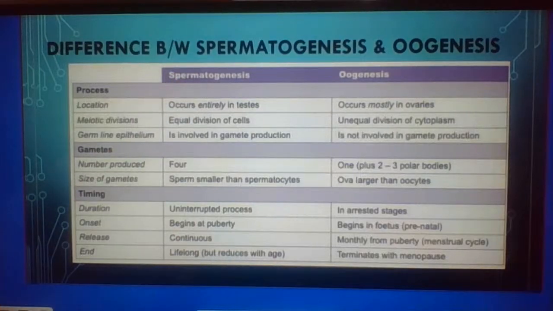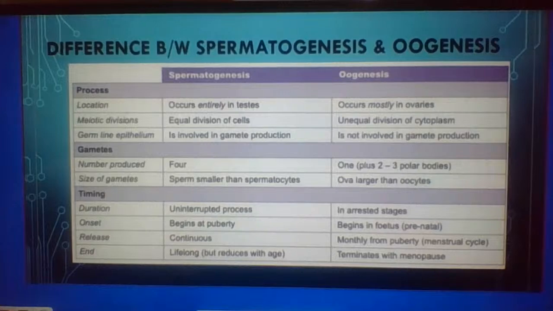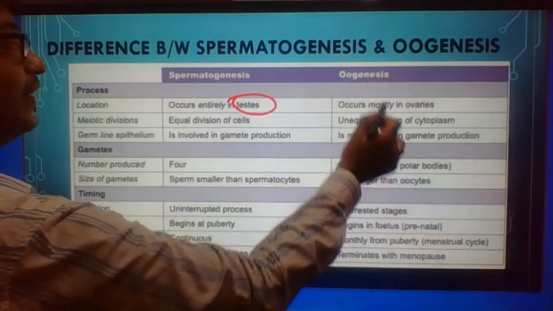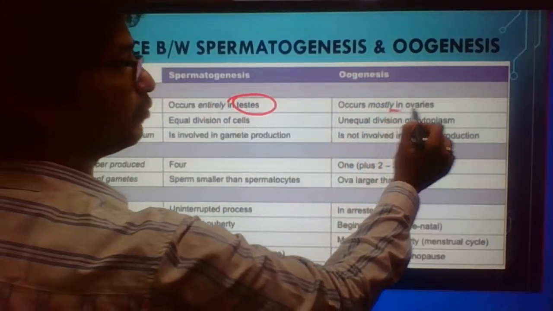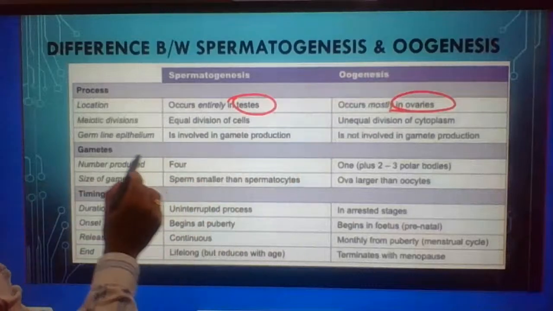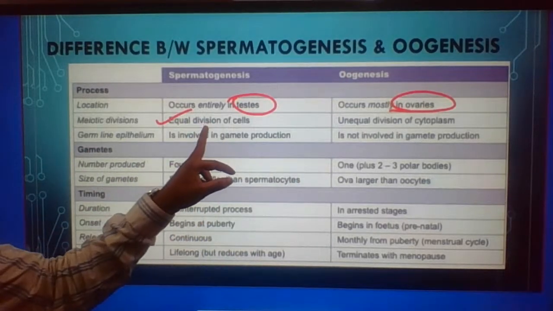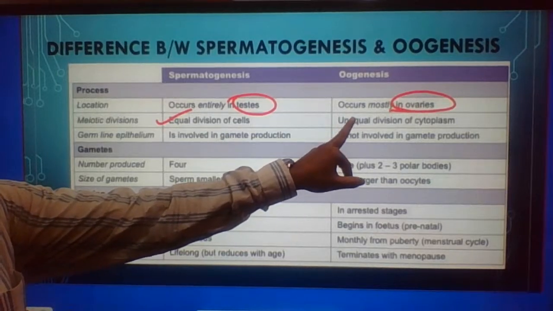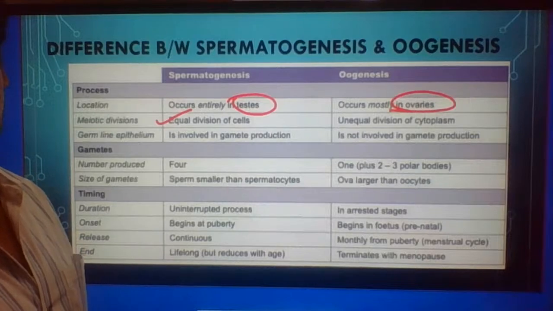At this point, we can differentiate spermatogenesis and oogenesis in a simple way. Location: spermatogenesis occurs entirely in the testis, whereas oogenesis occurs mostly in the ovary. These are the primary sex organs in a male and a female. Meiotic division: in the testis you can see equal division of the cells. But in oogenesis it is unequal. Why do I say unequal? One becomes the secondary oocyte, and the other forms a polar body.